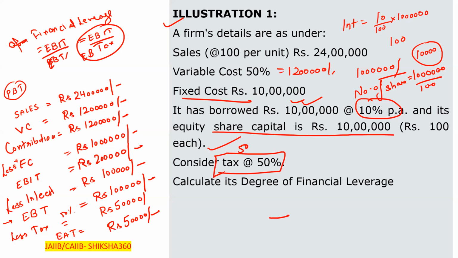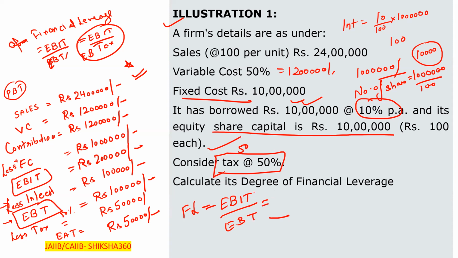Okay. Whatever I discussed in the first example, just on the basis of that we are able to solve this question. Here they are asking to calculate the financial leverage. We know that it is EBIT upon EBT. EBIT is 2 lakh upon EBT, which is 1 lakh. So financial leverage here is 2 times.